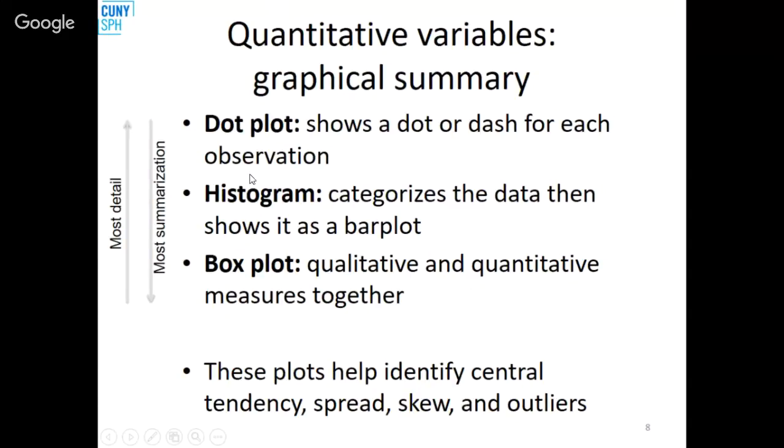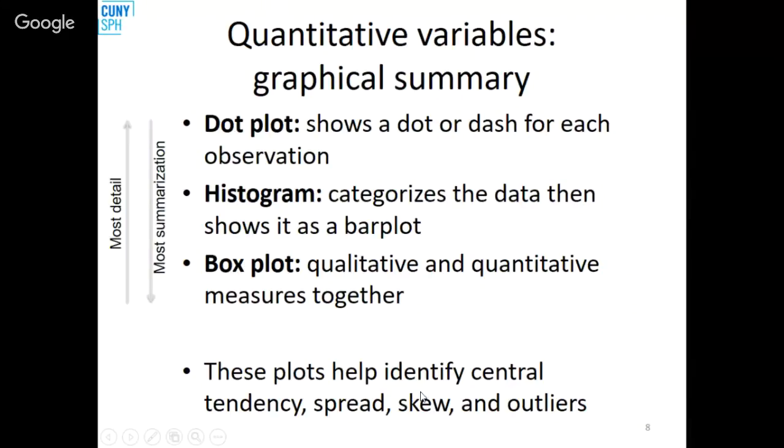So these are just a few graphical summaries of ways to represent a quantitative variable, from the most detail to the most summarization. The most detail being showing an actual data point for every record or observation, to the most summarization, where it's, I don't know, the most removed from the original data.